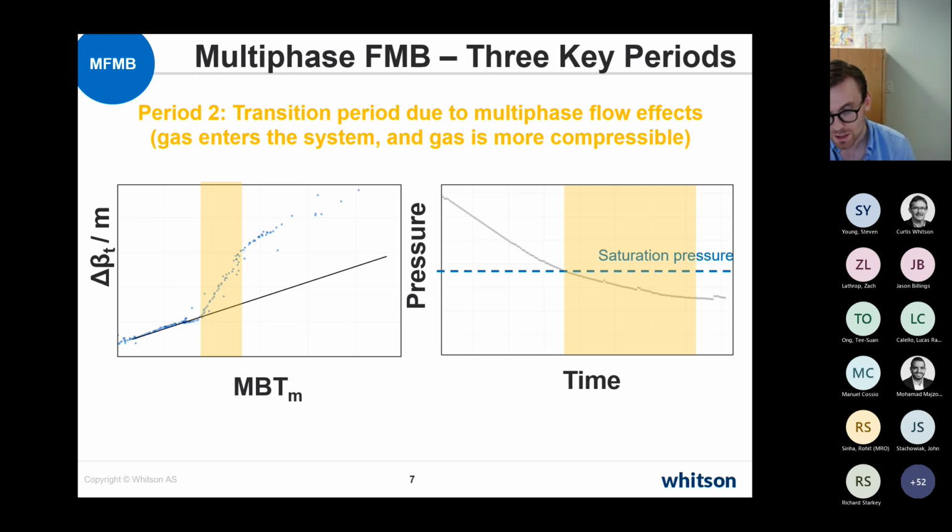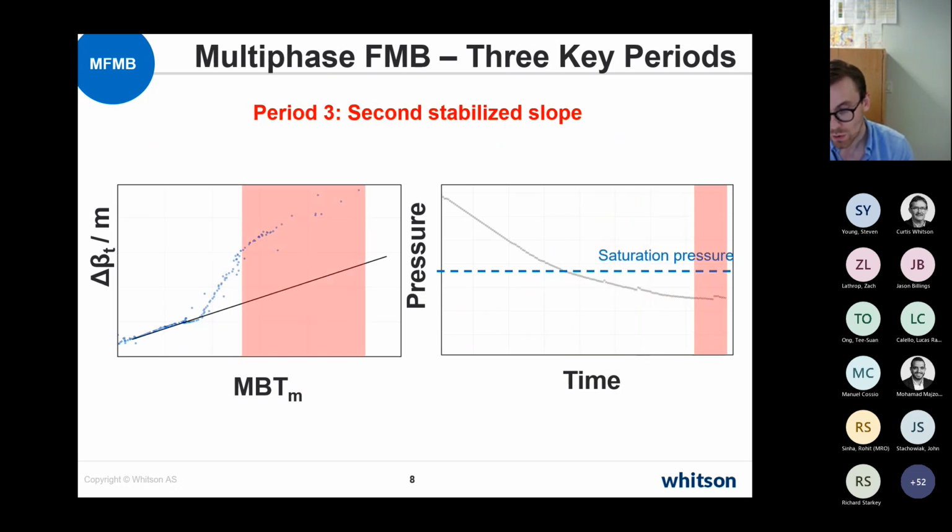And then the second period is the transition period where gas is coming into the system, and this higher compressible gas is causing a transition period which will yield a shallower slope for a period of time before that also stabilizes into a third period. And if everything is consistent, or if you've seen the entire pore volume that you're contacting while you're in single phase flow, these two curves should be the exact same curves.